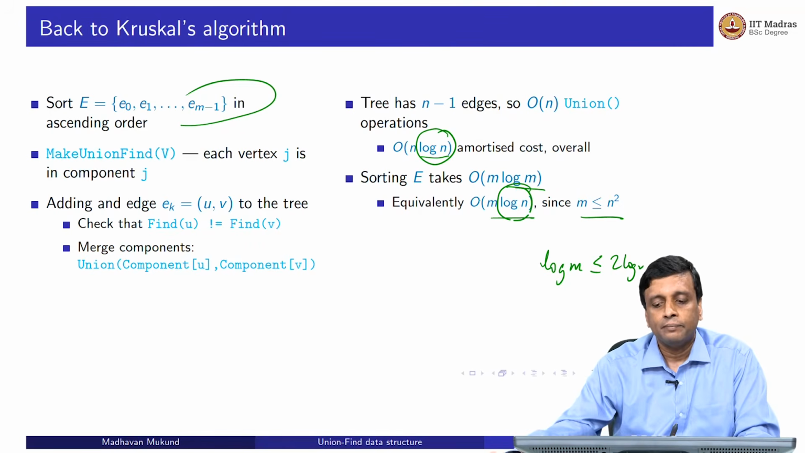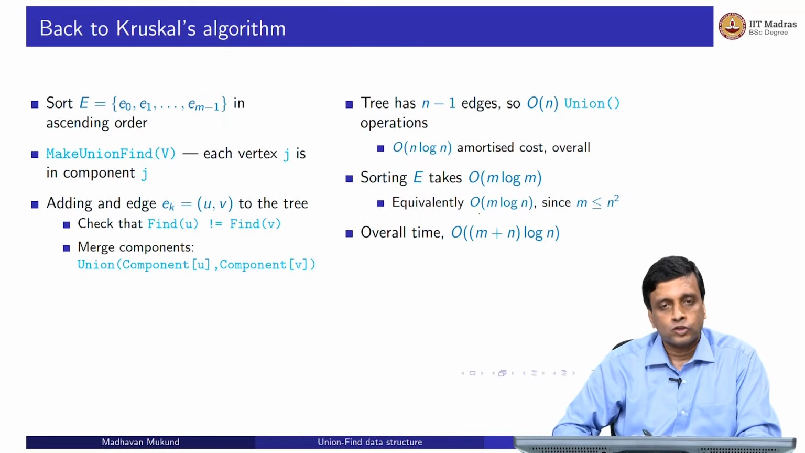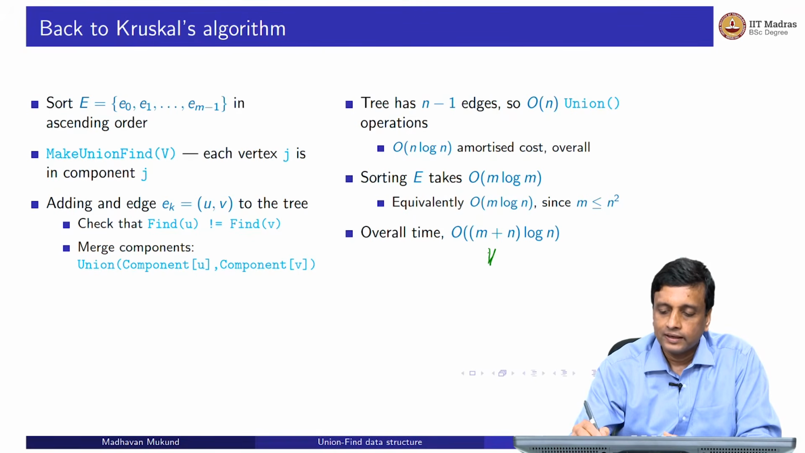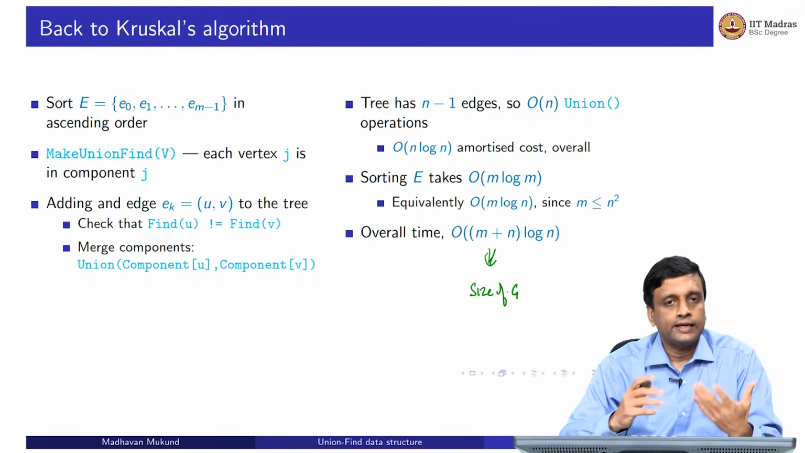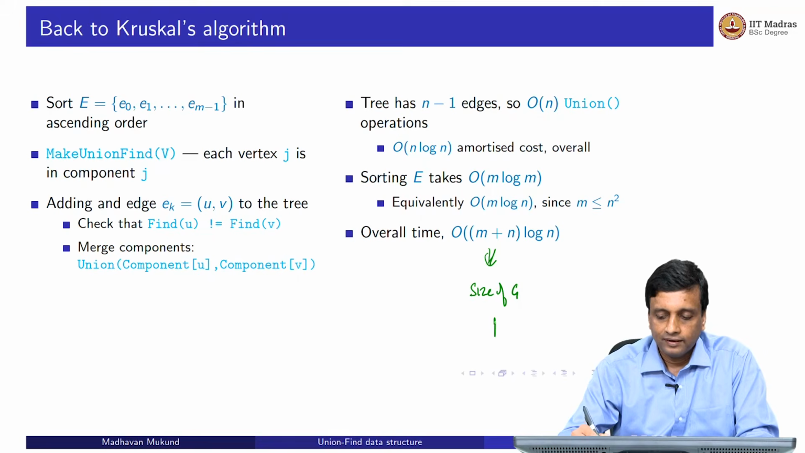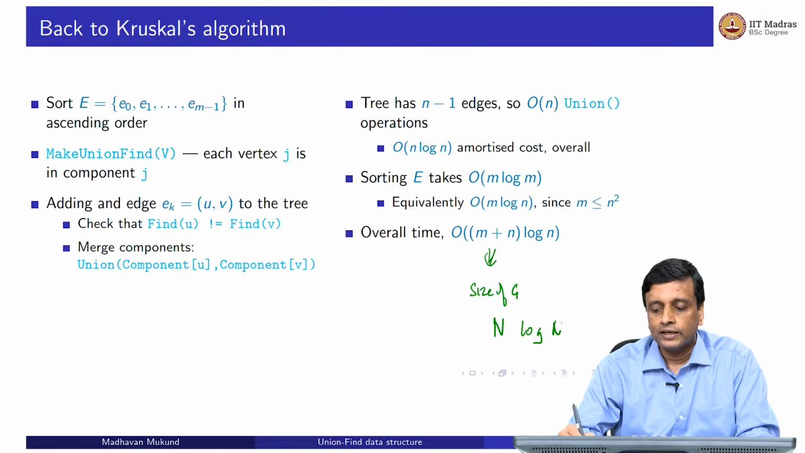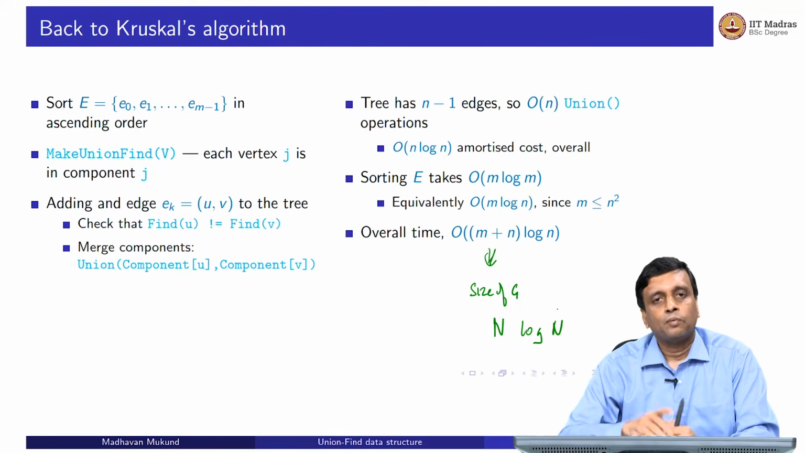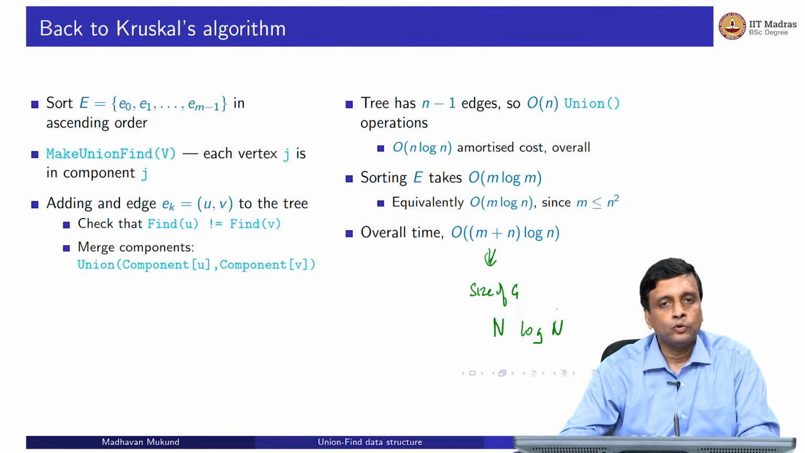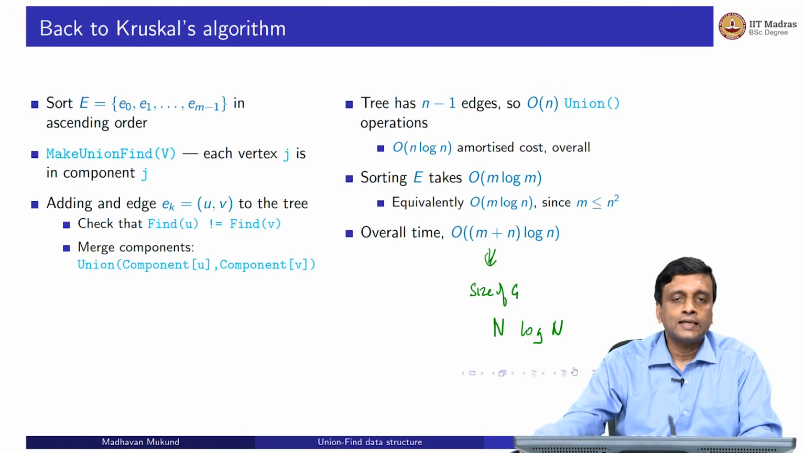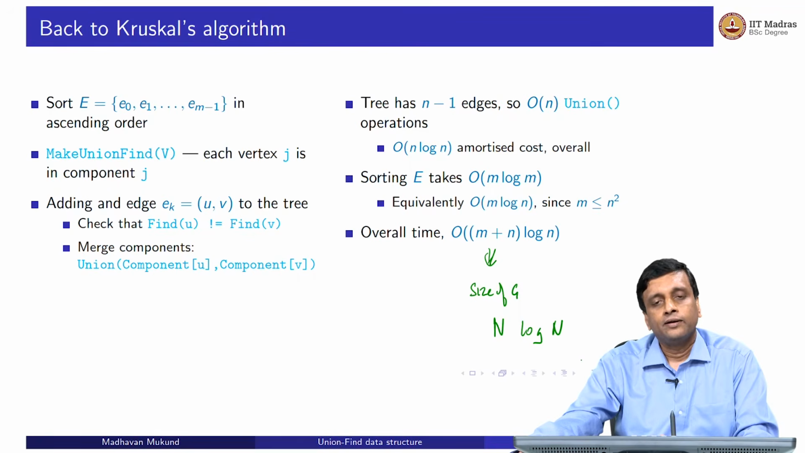So I can now combine them and claim that the overall time of Kruskal's algorithm is (m plus n) times log n. So remember that this really is the size of G. So we are really saying that in terms of the size of G, it is n log n. If you think of capital N as the size of G, it is N log N, and this is probably the best that one could hope to do, given that you have to do sorting and all that. So this is how this union find algorithm actually helps us bring Kruskal's algorithm down from n squared to something like n log n.